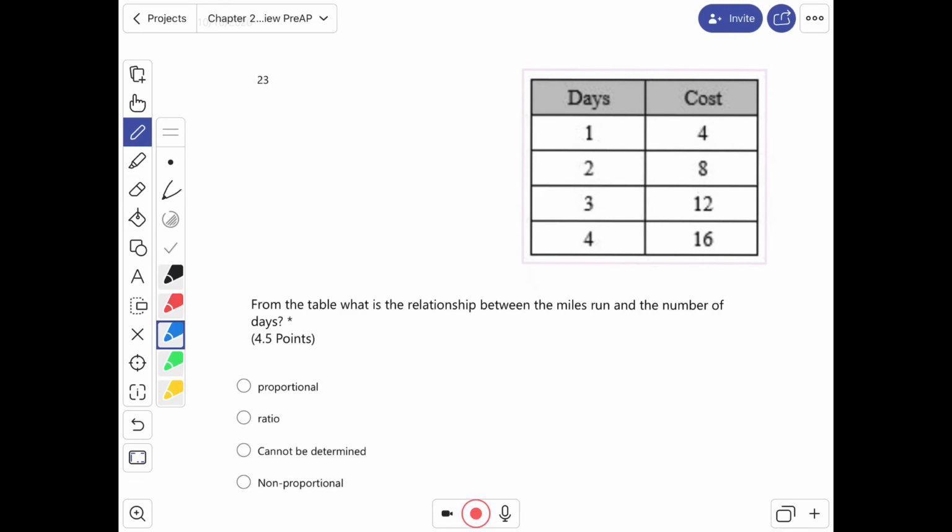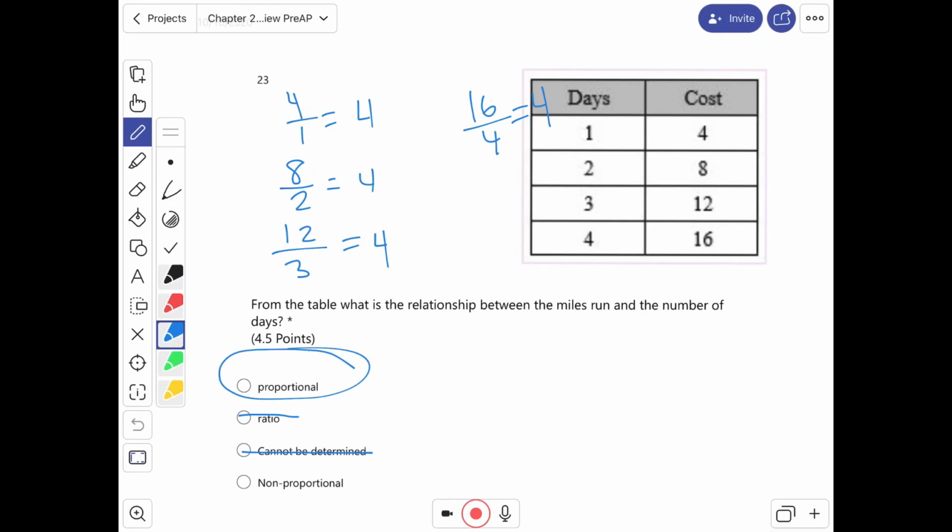Same thing again. From the table, what is the relationship between the miles run and the number of days? So again, probably won't be ratio and probably won't be can't be determined. Divide each one of the intervals. 4 divided by 1 is 4. 8 divided by 2 is 4. 12 divided by 3 is 4. And 16 divided by 4 is 4. So they all came out the same. That makes them proportional.